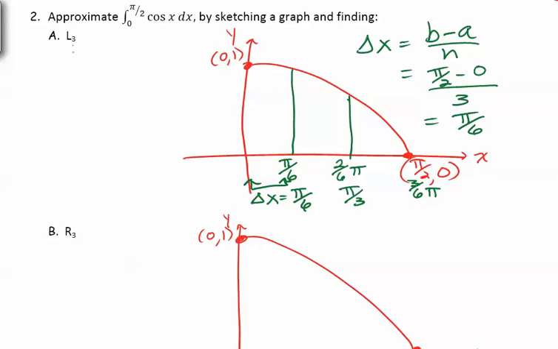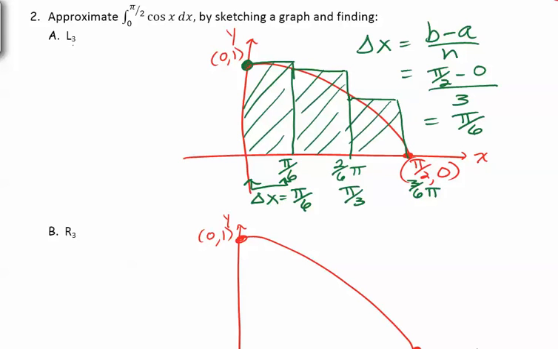So first we're going to use our left-hand rectangles, and now you can see something very different happens. This graph is decreasing. So now look what happens. The left-hand rectangles appear to be the overestimate. So for our integral from 0 to pi over 2 of cosine of x, we're going to estimate this using L3. And L3 would be 3 of these rectangles.